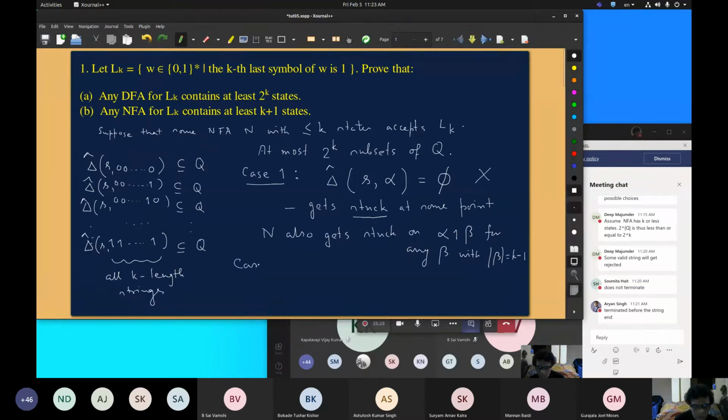Now, therefore, I may assume that none of these subsets of Q is empty. And now how many possibilities are there? It's no longer 2 power k because we have discarded this possibility. This is not possible because it leads to a contradiction. Right. So they are all non-empty.